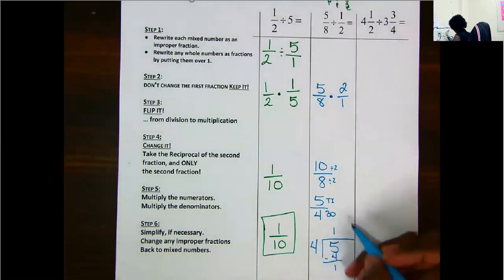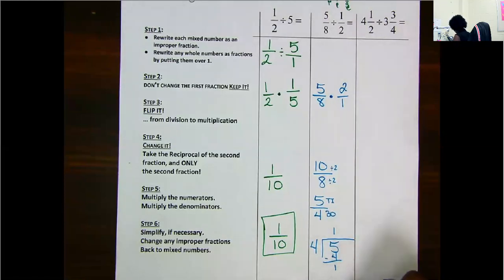The top number is now your whole number. What's left over is now your numerator, and your divisor is your denominator. Okay, so we have 1 and 1/4.